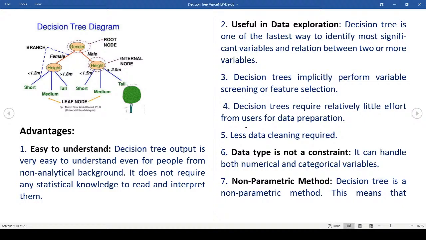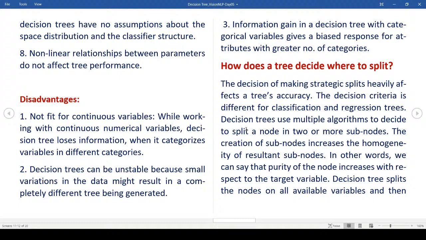And the data type is not a constraint here, because as I told you, it can handle both numerical and categorical data. It is a non-parametric method. Non-parametric means we have no assumptions, like in our previous algorithms, linear regression, logistic regression, or maybe KNN. In all these algorithms, we have some assumptions, and we have to keep in mind how we can approach. You cannot approach blindly.